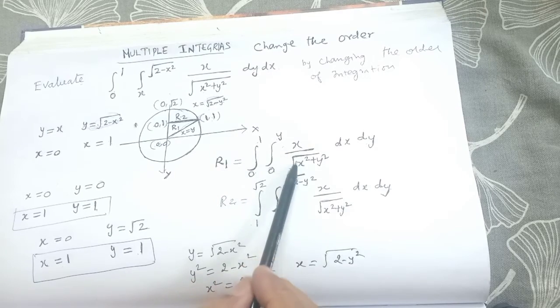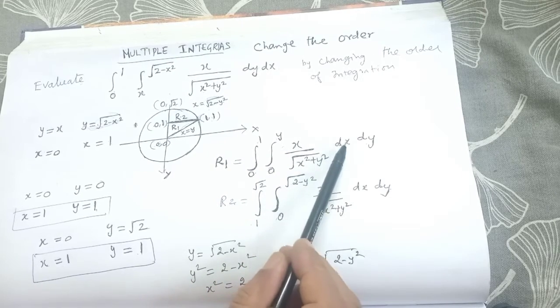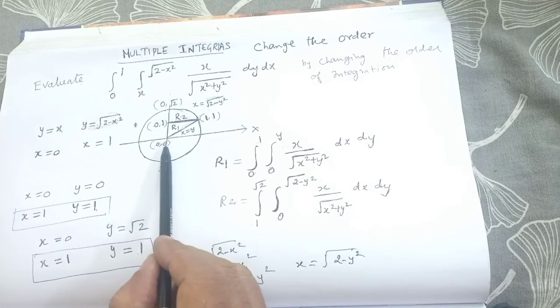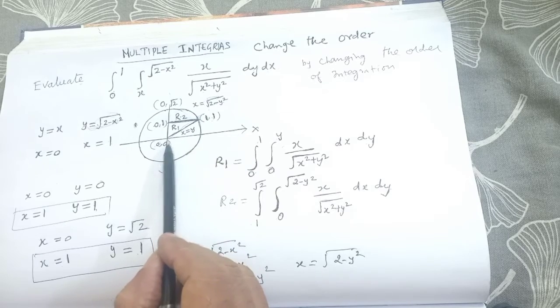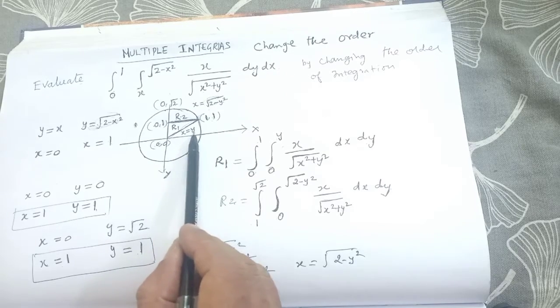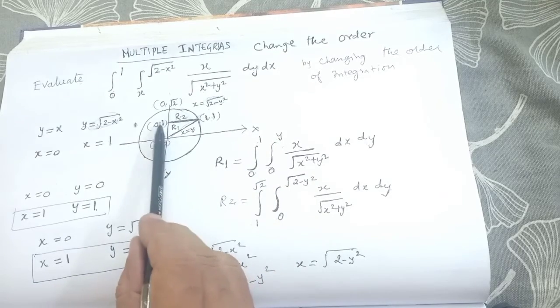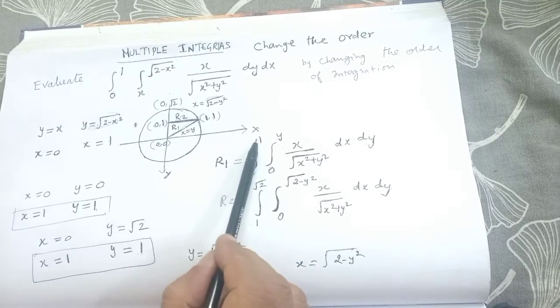R1: x by root of (x square plus y square) dx dy. For R1, the x limit is from 0 to y, since the line equation is x is equal to y. The y limit is 0 to 1.